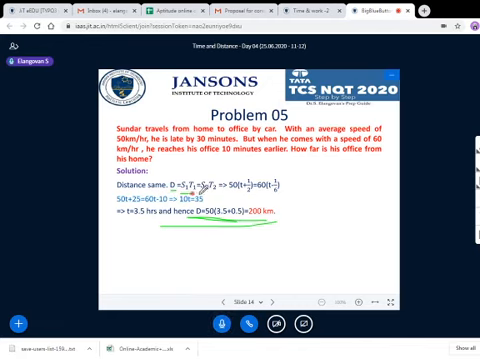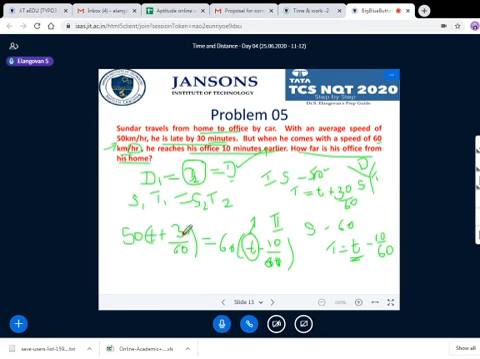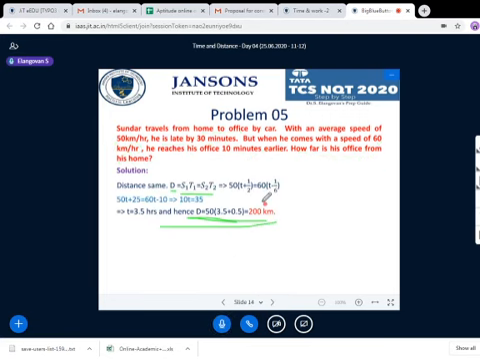So d is equal to the same distance. d is equal to s1 t1 is equal to s2 t2. 50 into t plus 30 by 60. This 30 by 60 I am taking as 1 by 2. That is what I will normally say. Always work with small numbers. And here you can take it as 1 by 6. So 1 by 2 plus t is equal to 60 into t minus 1 by 6.